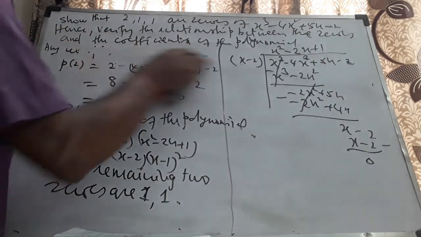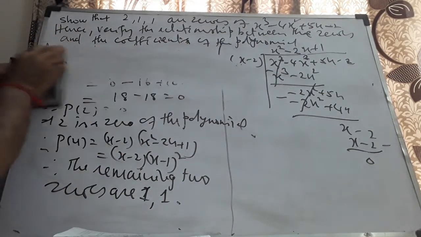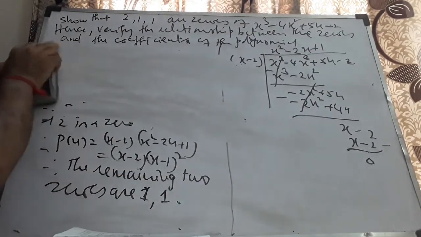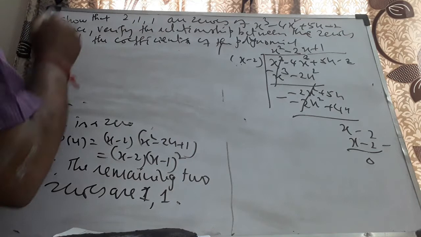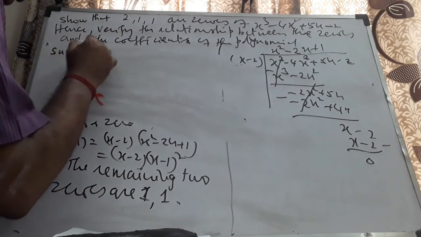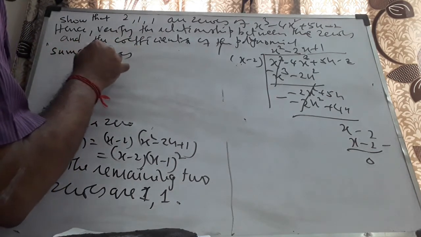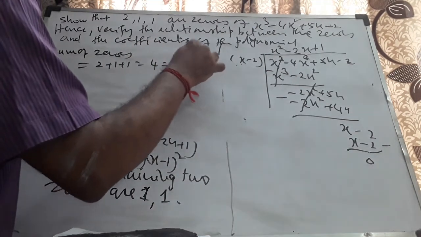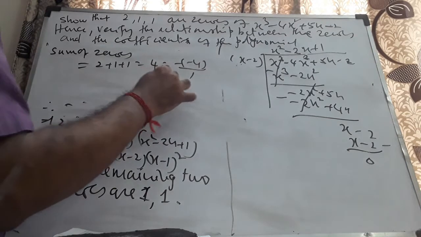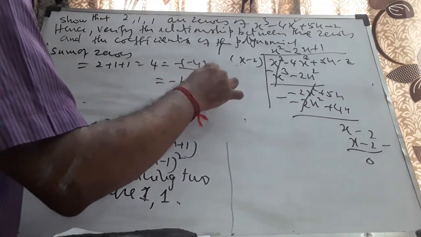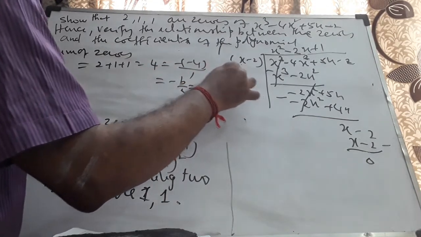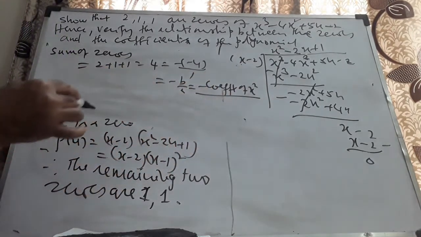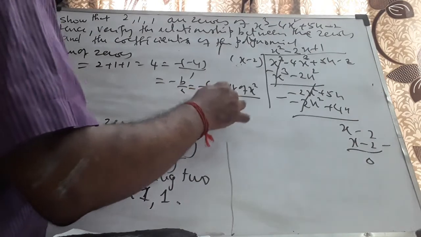Let me try with a verification now. Now, sum of zeros here is equal to 2 plus 1 plus 1, which is 4, which is minus of minus 4 by 1, which is minus b by a, which is minus coefficient of x square divided by coefficient of x cube.